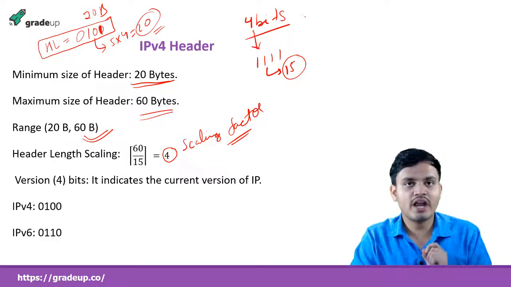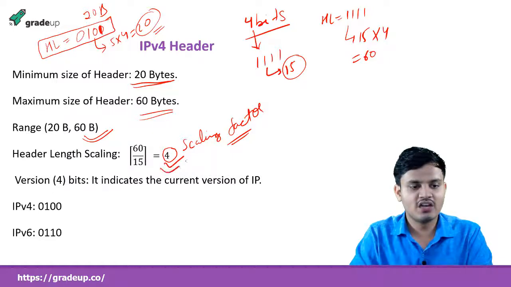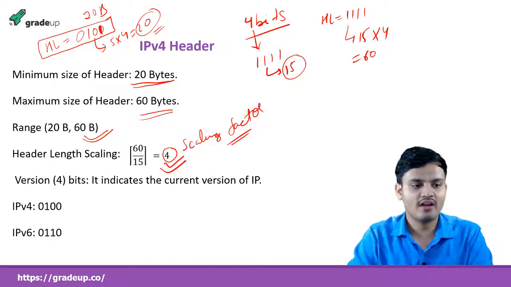Suppose you wanted to send 60 byte. So the header length field will look like 1, 1, 1, 1. It is 15 in decimal, and we multiply with the scaling factor 4 to get 60. So that is the importance of the scaling factor. Remember this, this is really important. Sometimes we make the mistake of thinking that whatever is placed here will be the header size, but it is not like that.